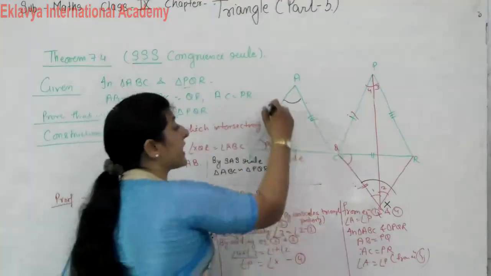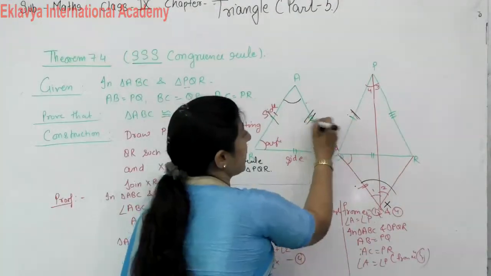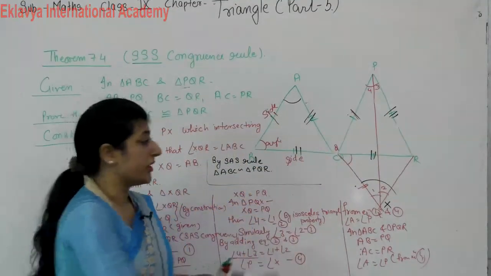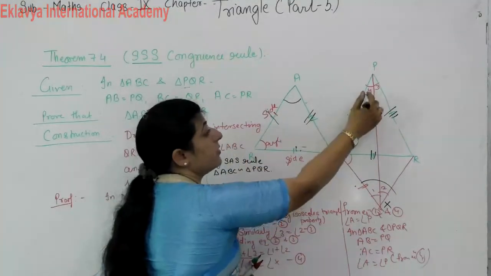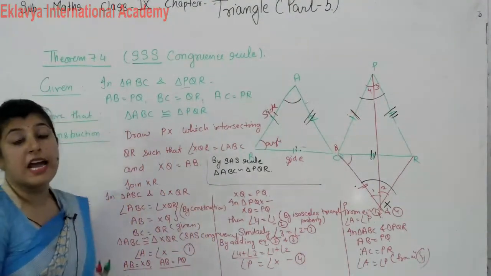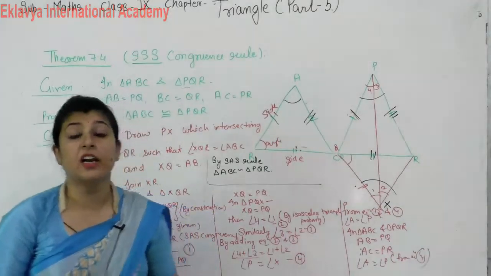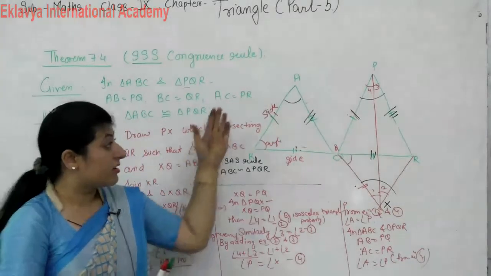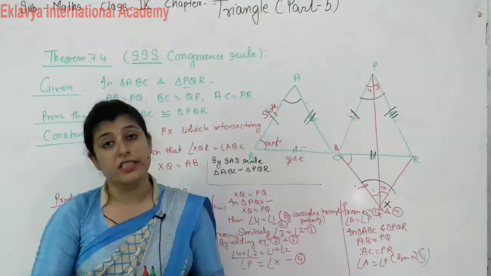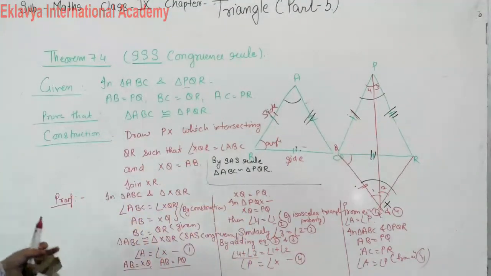Now in both triangles, this side is equal to this one, this side is equal to this one, and this angle is equal to this. So by which rule can we say? By SAS congruency rule, these two triangles are congruent. So this is how we prove the SSS congruency rule. Now we will discuss the next theorem.